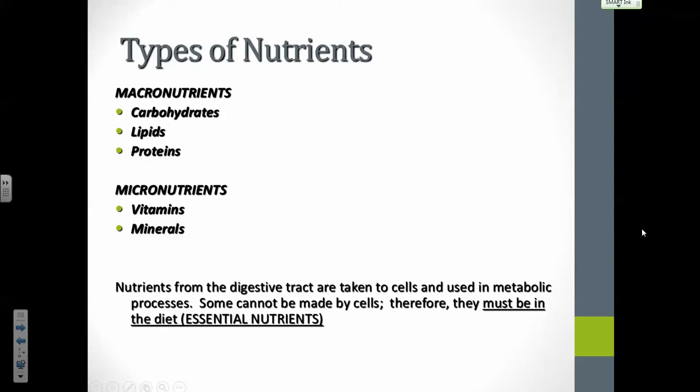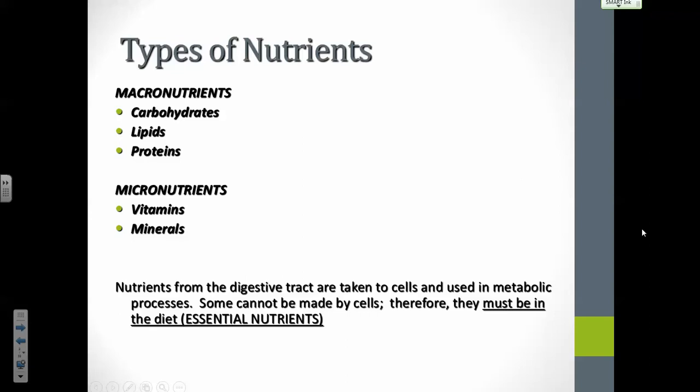So in this chapter, we're going to learn what nutrients are. Some of them you need in larger amounts than others. The macronutrients are what we usually think of as our food groups: carbohydrates, lipids, and proteins. We'll break those down a little bit today. A lot of it you've already learned, so some of this is a review. And then the micronutrients are vitamins and minerals.